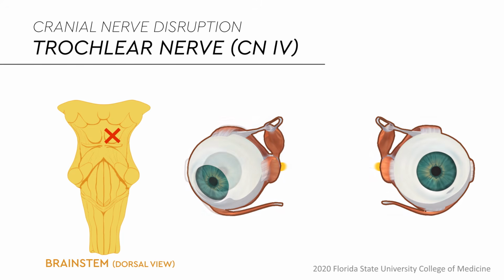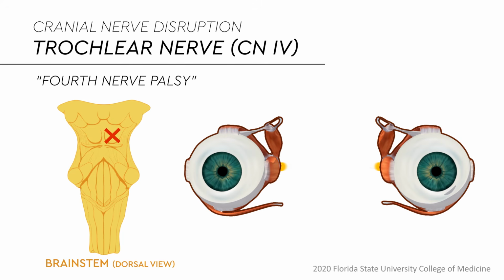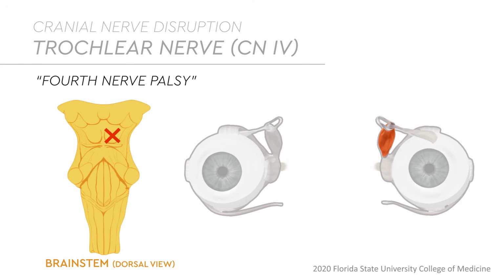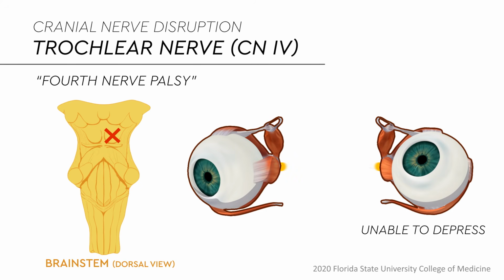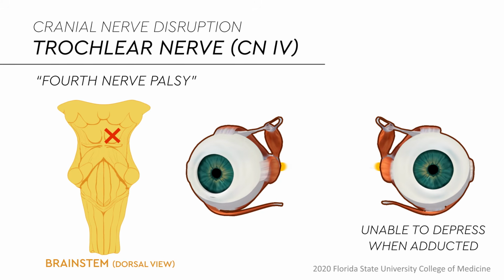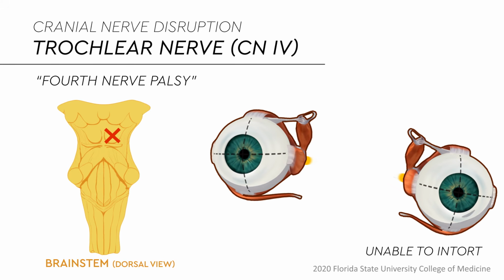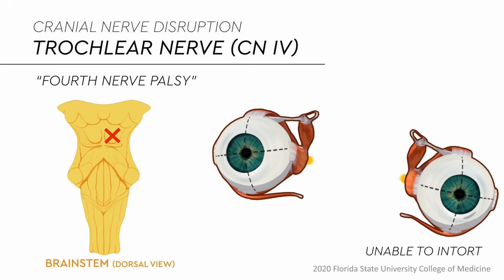Complete disruption of the trochlear nerve function, or fourth nerve palsy, results in paralysis of the contralateral superior oblique muscle. The trochlear nerve is the only motor cranial nerve that decussates or crosses to the other side. Patients with this disorder are unable to depress the affected eye when it is adducted, or in the primary position, due to the fact that the intact inferior rectus loses the ability to depress the eye as it is increasingly adducted. In addition, these patients are unable efficiently to intort the affected eye. Both of these lost functions can result in, quote, double vision.